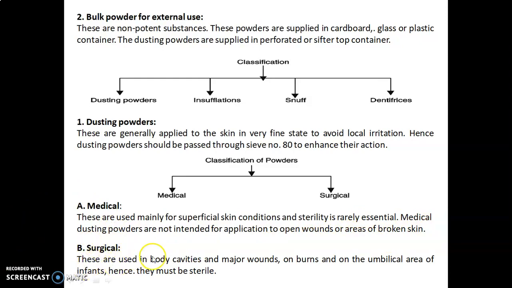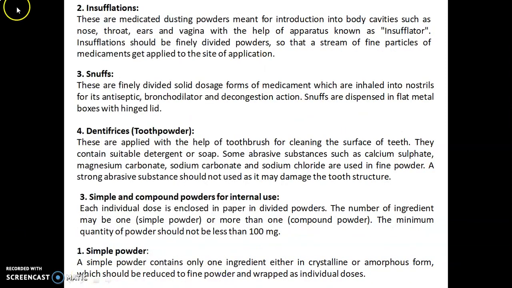Surgical ones are used in body cavities, major wounds, burns and on the umbilical area of infants, hence they must be sterile. Insufflations. These are medicated dusting powders meant for introduction into body cavities such as nose, throat, ears and vagina with the help of an apparatus known as an insufflator. Insufflations should be finely divided powders so that a stream of fine particles of medicaments gets applied to the site of application.